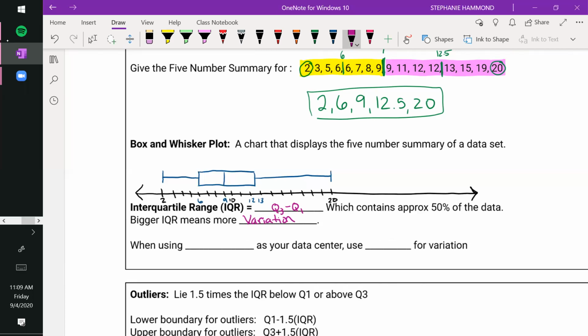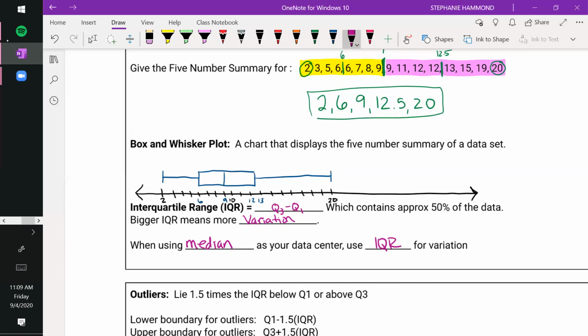We also talked before about how when we use the mean as our center, and we like using the mean as our center, we use standard deviation for the variation. When we use the median as our center, we always use IQR, interquartile range, for the variation. And remember, the reason why we would want to use the median instead of the mean sometimes is because the median is resistant to outliers, and the median is resistant to skewed data.